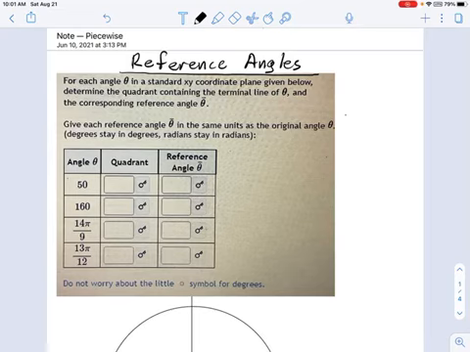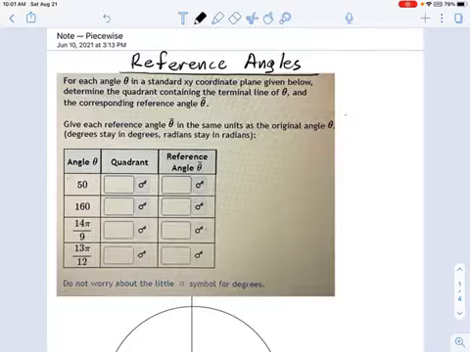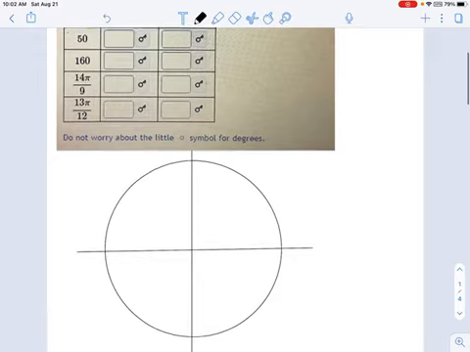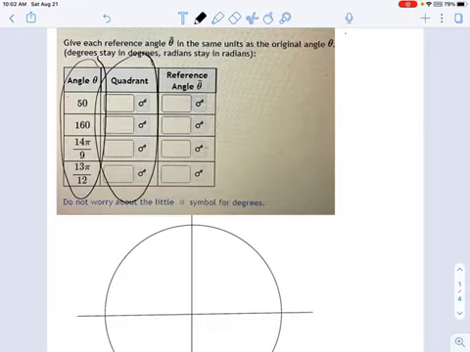So now we're learning about reference angles. A reference angle is probably one of the more important concepts that we're covering in this introduction to trigonometry. And I find it easier to talk about reference angles visually than with equations. What you see here is that we have a bunch of angles, and we want to know what quadrants those angles are in, and for each one, what is the reference angle?